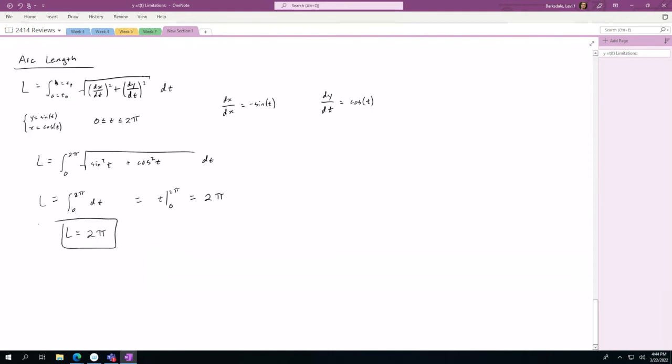Now, the question is, does this match our understanding of what it should be? Well, we started out with a circle of radius 1, and we traversed it once, so the circumference of a circle of radius 1 is 2 pi times the radius, which is 1, which is 2 pi. So this does match our geometric understanding of what should be going on.